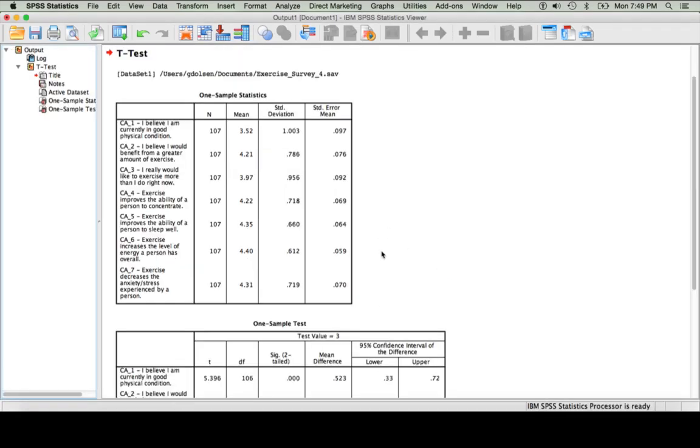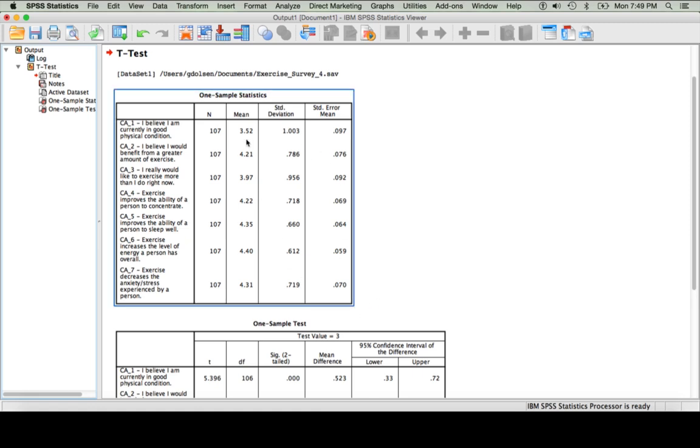And we get the following. We get the one sample statistics here. So you can see the different variables. I believe I'm currently in good physical condition. I believe I would benefit from a greater amount of exercise. All of these issues. You can see the means all the way down here. So these are just some descriptive statistics, the standard deviation and the standard error of the mean. So these are the values.